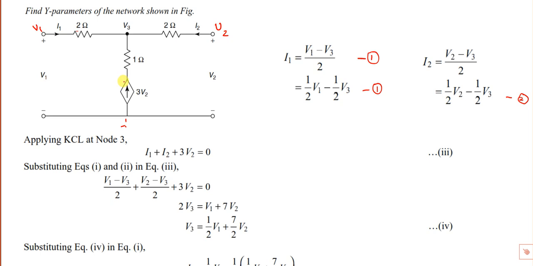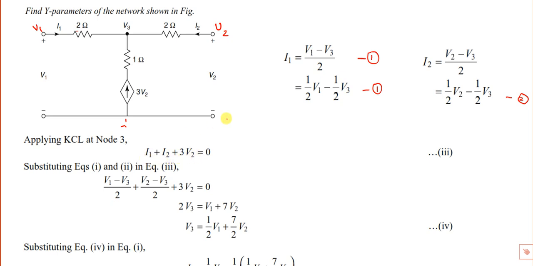KCL states that the sum of algebraic currents entering into the node is 0, or the sum of the currents entering the node is equal to the sum of the currents leaving the node. Here all the three currents are entering towards the node V3. No currents are leaving. So I1 plus I2 plus 3V2, which is also a dependent current source whose value depends on V2, is equal to 0.